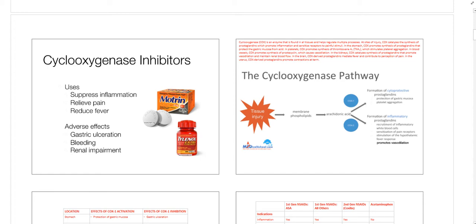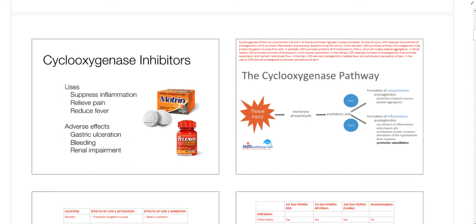These are going to be your aspirins, your acetaminophen, ibuprofens, naproxen. These are over the counter almost always. They're used to suppress inflammation, to relieve pain, reduce fever, and most people are unaware of a lot of their common side effects like GI ulceration, stomach ulcers, small intestine ulcers, bleeding, renal impairment, kidney impairment.